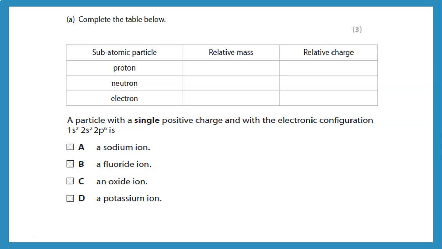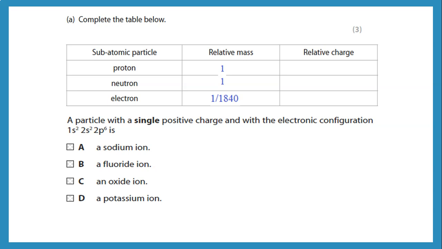Complete the table below. What is the relative mass of proton, neutron, and electron? You should know that the mass of a proton is regarded as 1. The neutron is given a mass of 1, and relative to that, the electron would have a mass of 1 over 1840, which is a very, very small mass compared to that of proton and neutron.